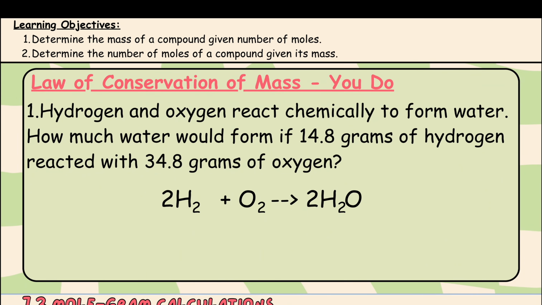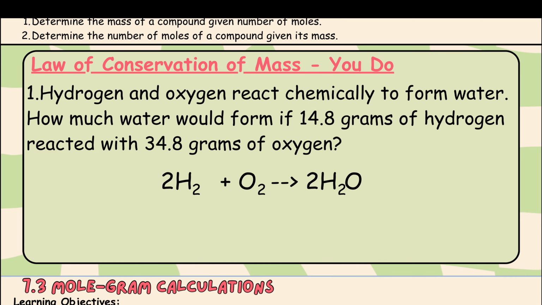Okay, I'll do this first one as well. Okay, so hydrogen and oxygen react chemically to form water. How much water would form if 14 grams of hydrogen reacted with 34.8 grams of oxygen? So we have this reaction where 2 moles of hydrogen are adding to 1 mole of oxygen to produce 2 moles of water. Okay, so first step is to split up the left and the right side of that arrow. So we want both sides to equal each other.